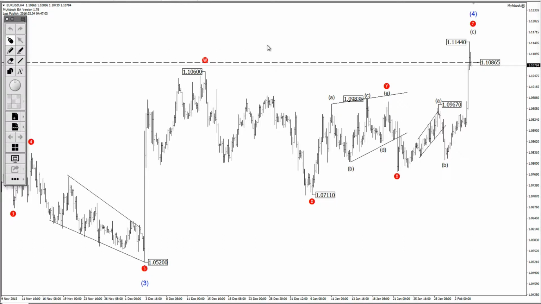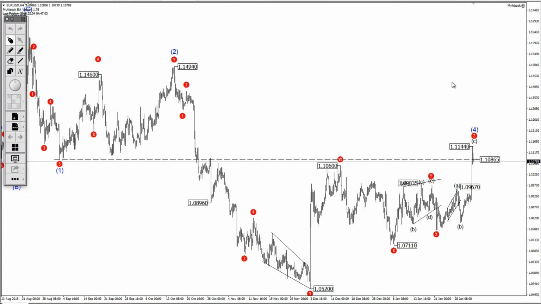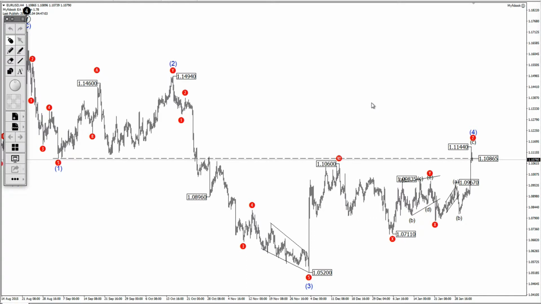Price went all the way up to 111.44, has now come down back below 110.865, price now 785. And let's see this. Let's zoom out a little bit. We can see the whole structure. So I see two options basically here.